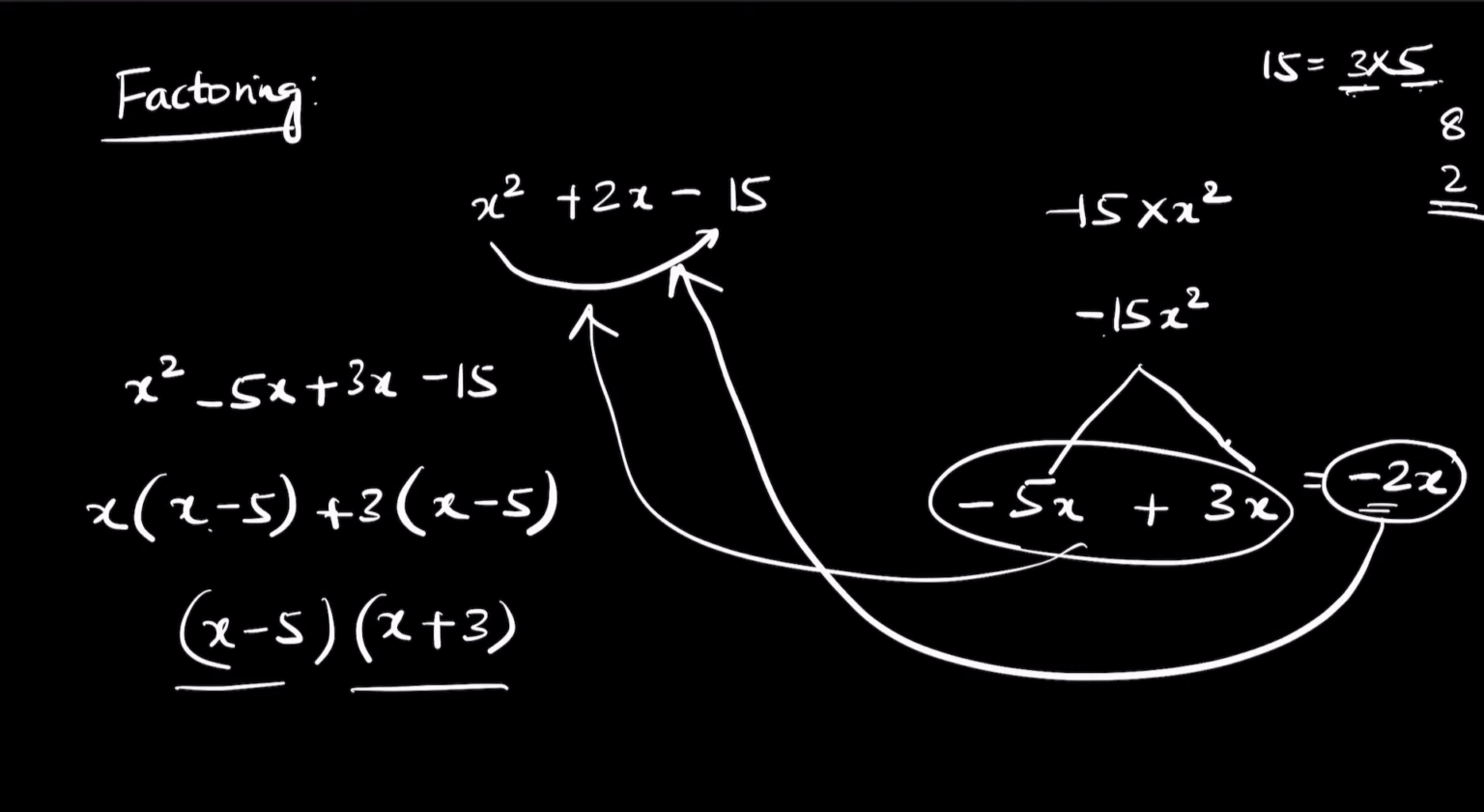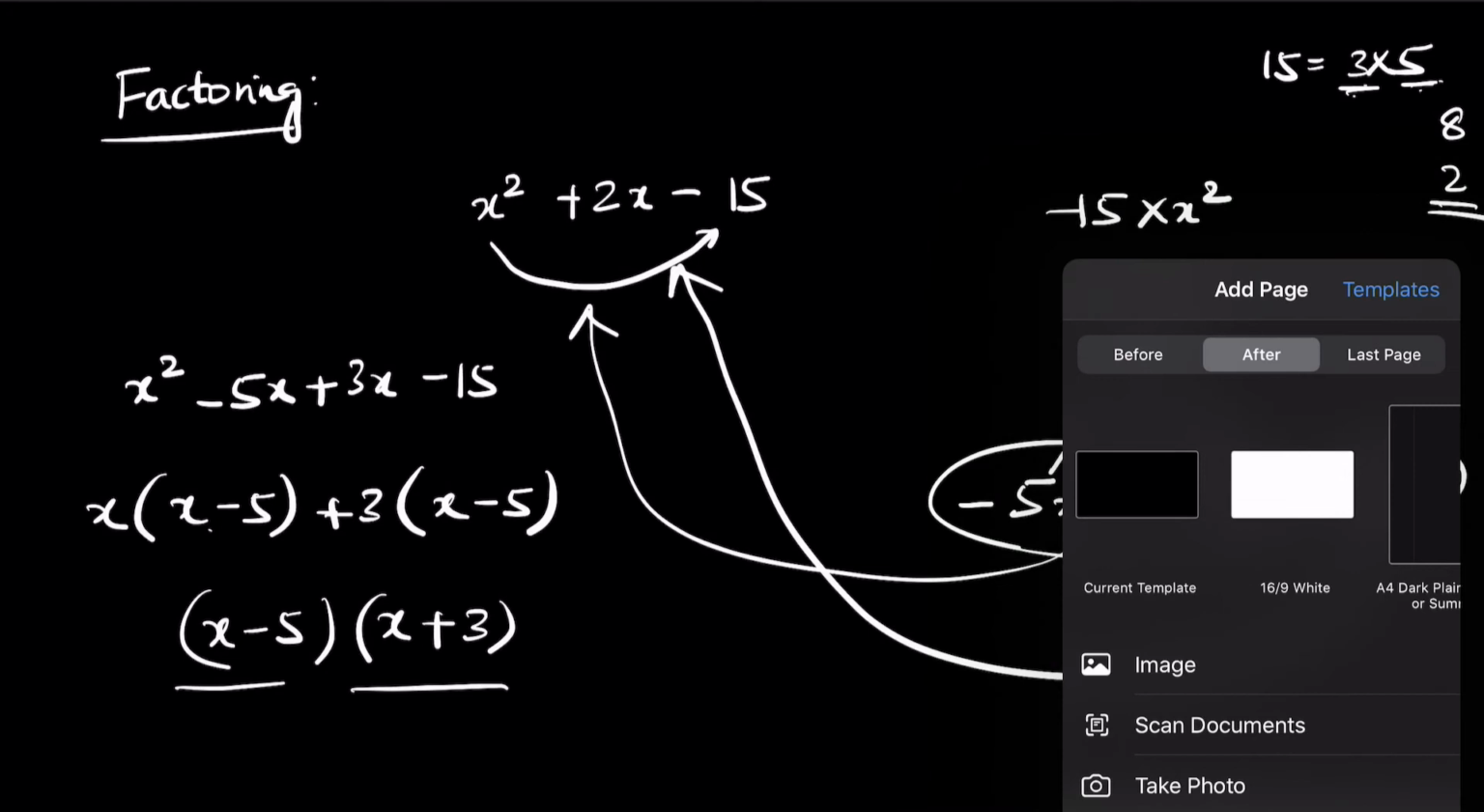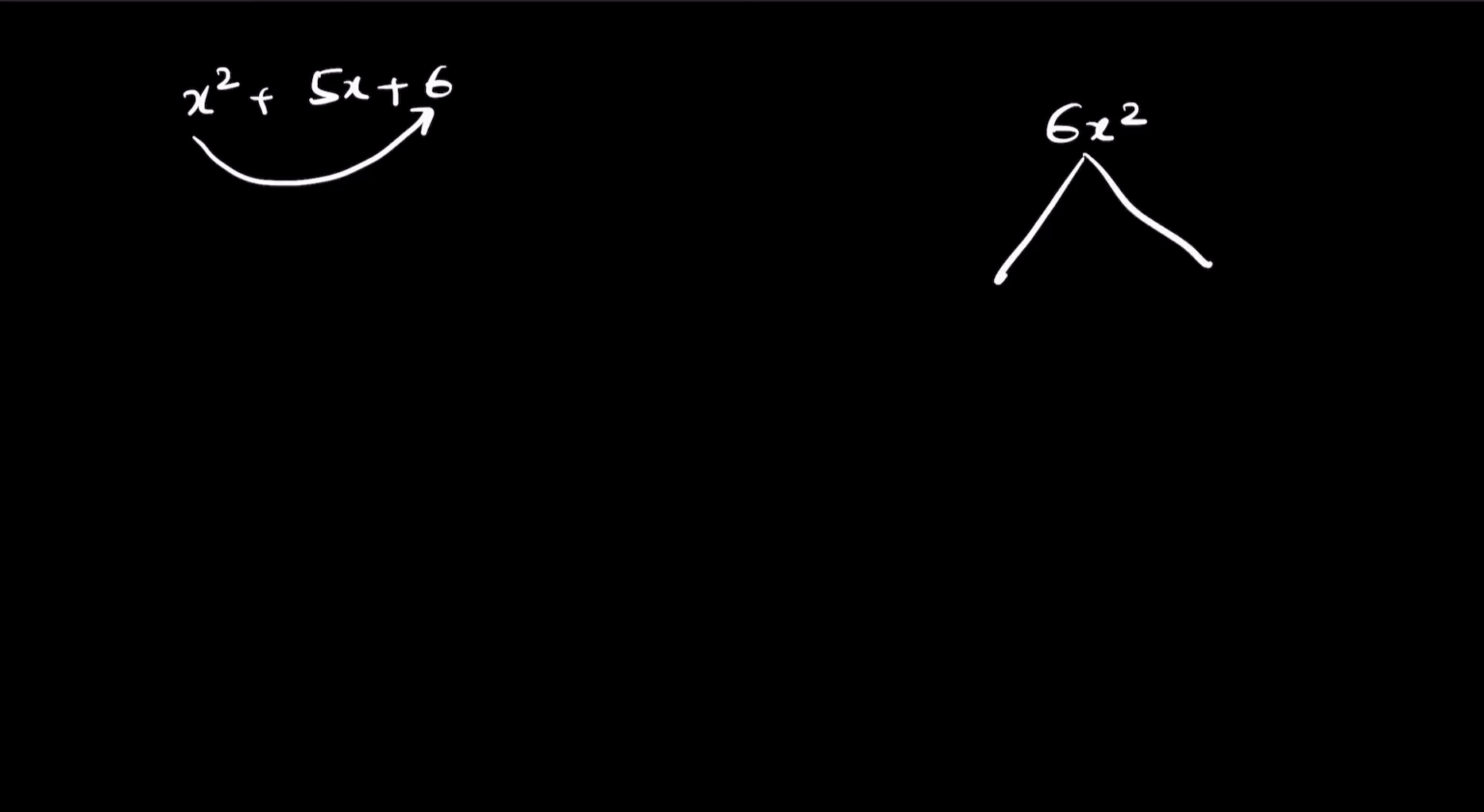So let's try another problem and see if we can solve that. Let's say I have x square plus 5x plus 6. In this, again, the first step is to multiply the first term and the last term. So you get 6x square. Notice that the value is positive, and the middle value is plus 5x.